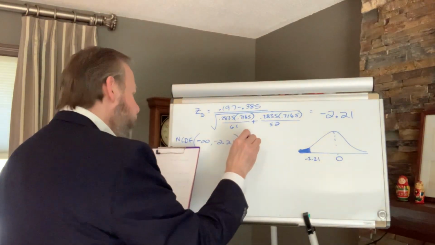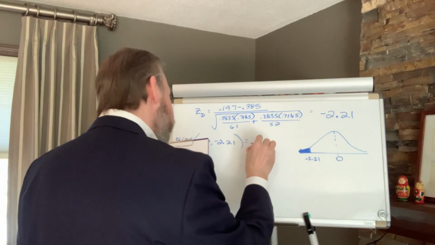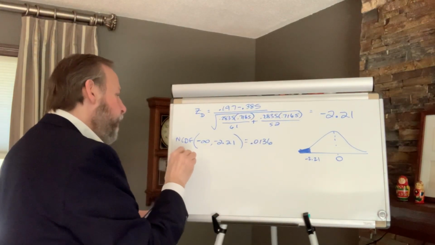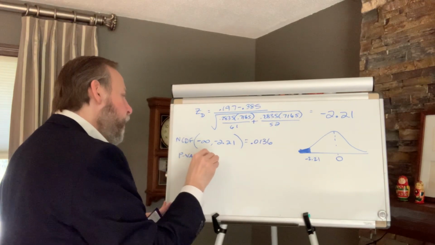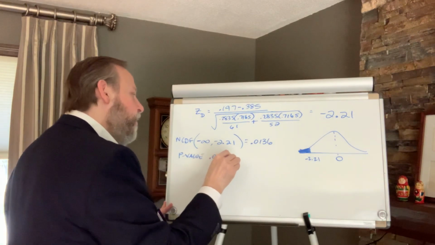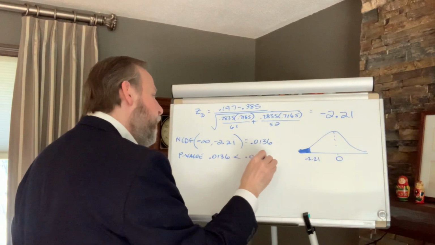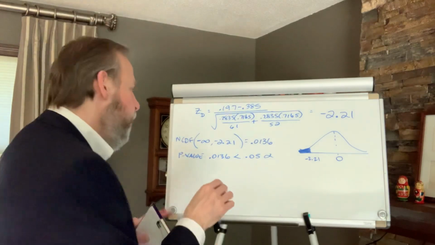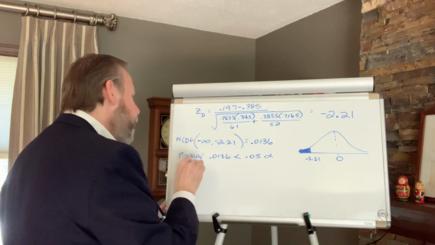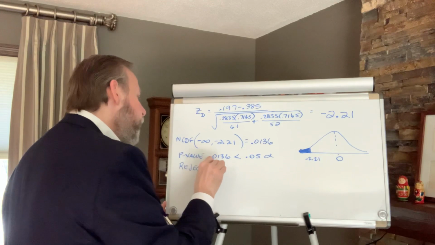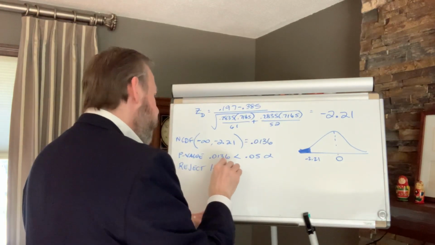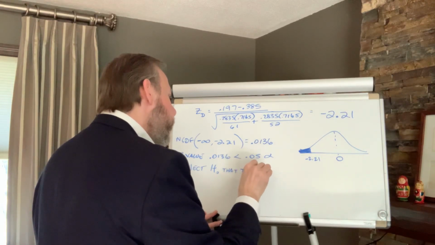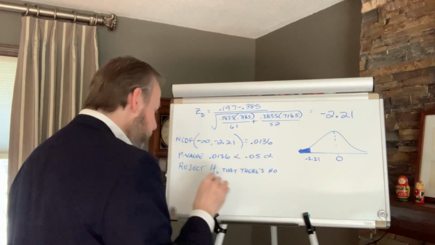That gives me a p-value of 0.0136. Okay, so my p-value of 0.0136 is less than my 5% alpha. So what do you do when the p-value is less than alpha? We are able to reject the null. Reject the null, that there's no difference. Okay?